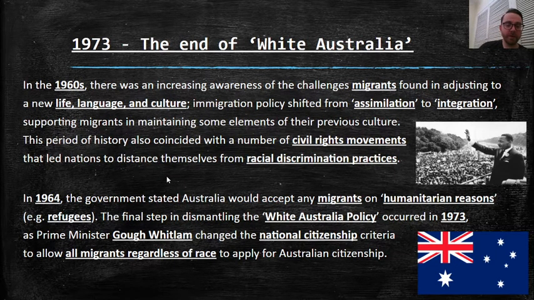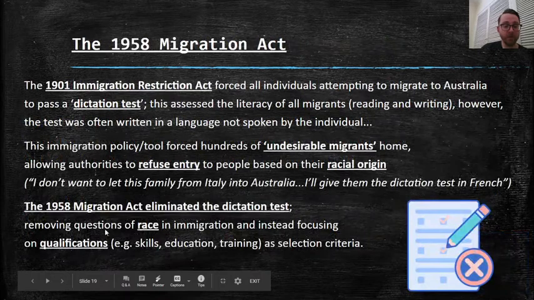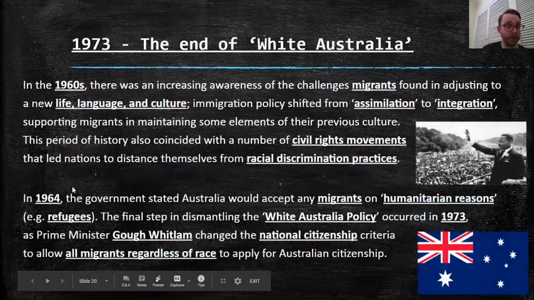In 1964, the government stated Australia would accept migrants on humanitarian grounds. So that was really the official point where we said, all right, we will start accepting people if they need it. So refugees, basically, were allowed to come into Australia. It wasn't just, you have to be skillful. Now it was, okay, if you're in trouble, we'll let you in.